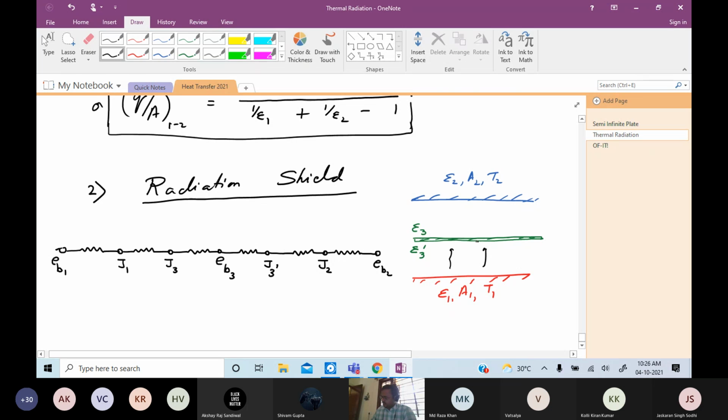Then, sorry, I think I made a mistake. EB3, the prime should be, the top surface is E3 prime, not the bottom one. From here, then from here. So this is my Q.